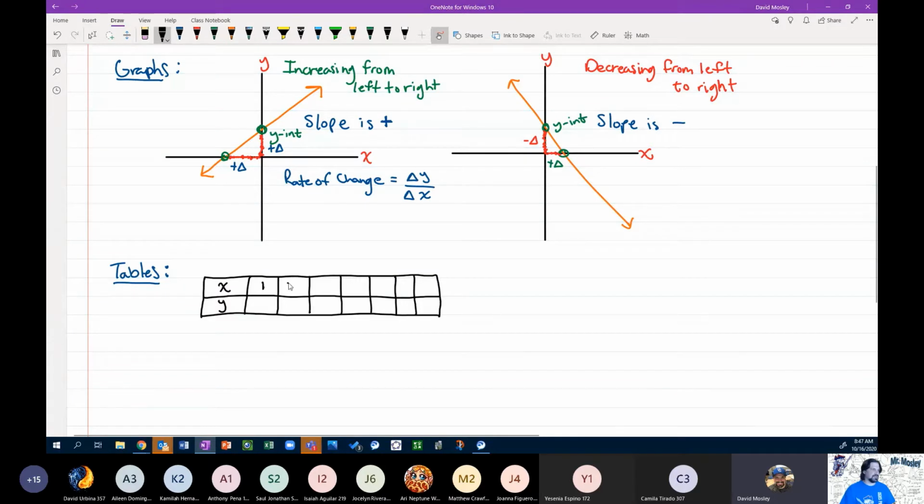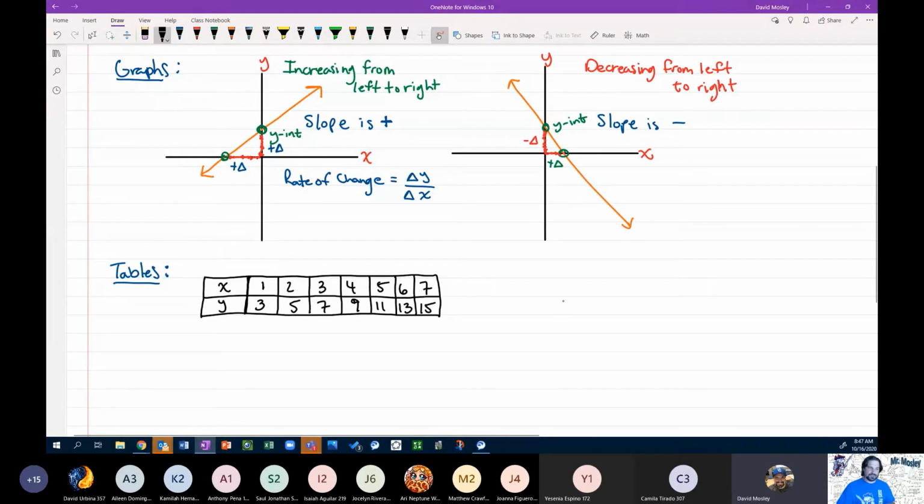It can be something as simple as 1, 2, 3, 4, 5, 6, 7. And maybe this starts with 3, 5, 7, 9, 11, 13, and 15. Great. So we have a table of values this way.